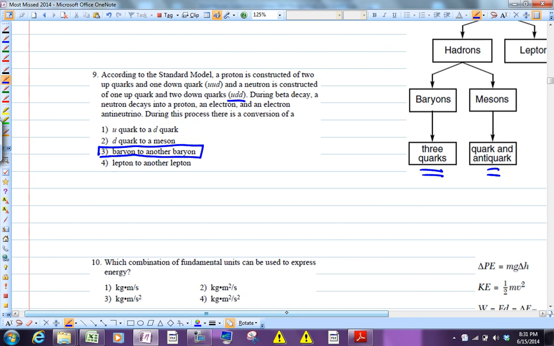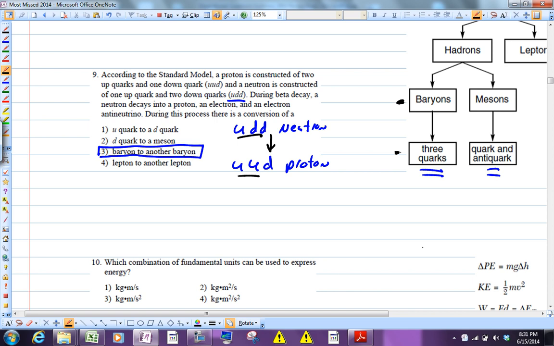Back to the problem. You have neutron decay, and you're told that a neutron has the quarks U, D, D. And you're told a proton is U, U, D. These aren't the kind of things you would have memorized. I certainly don't. But in going from here to here, notice this is made of 3 quarks and this is made of 3 quarks. So you're going from baryon to baryon. That's why that's the answer.